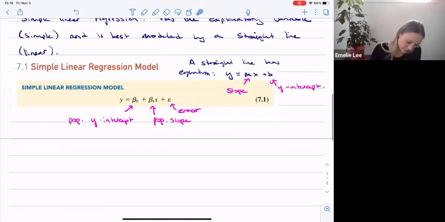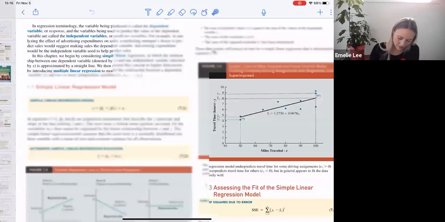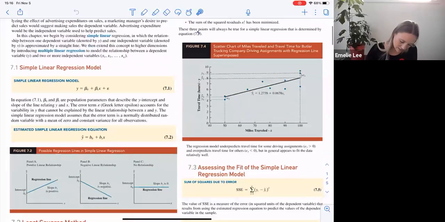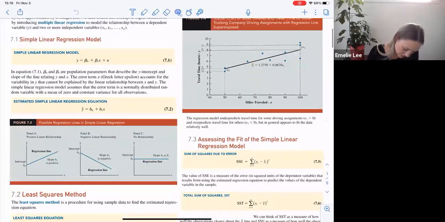So in terms of our sample data, now we have our population model, but really what we're going to do is build a model, and that's our estimated linear regression equation.